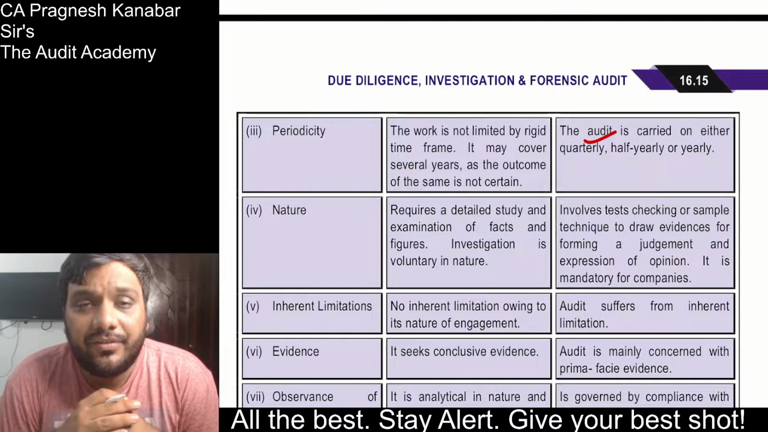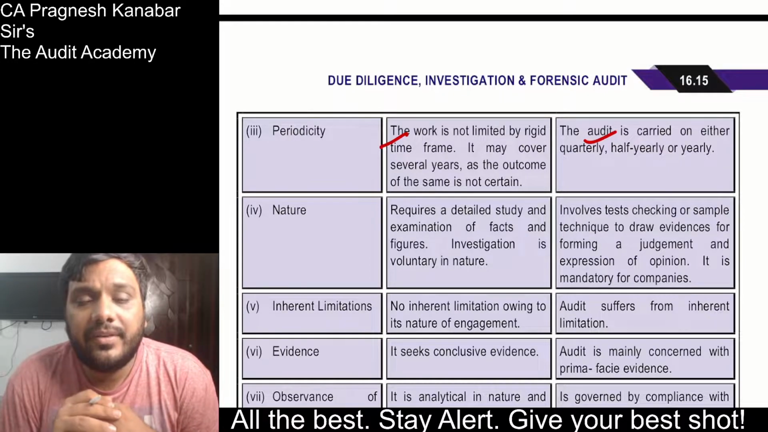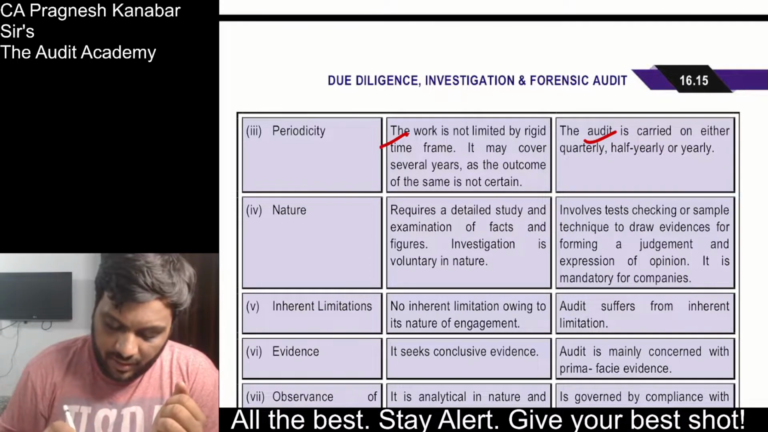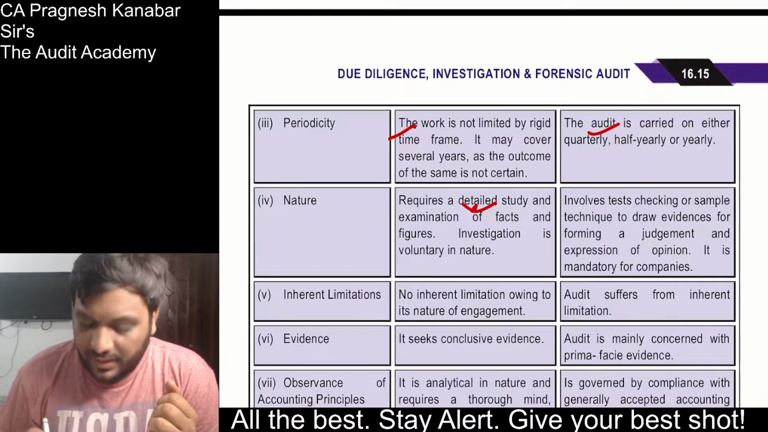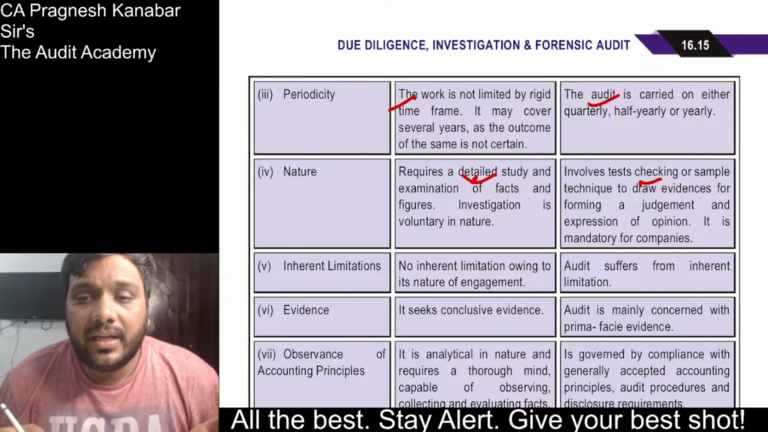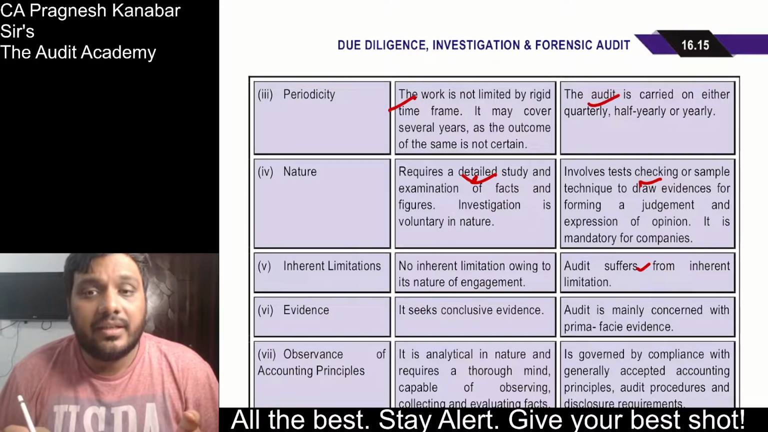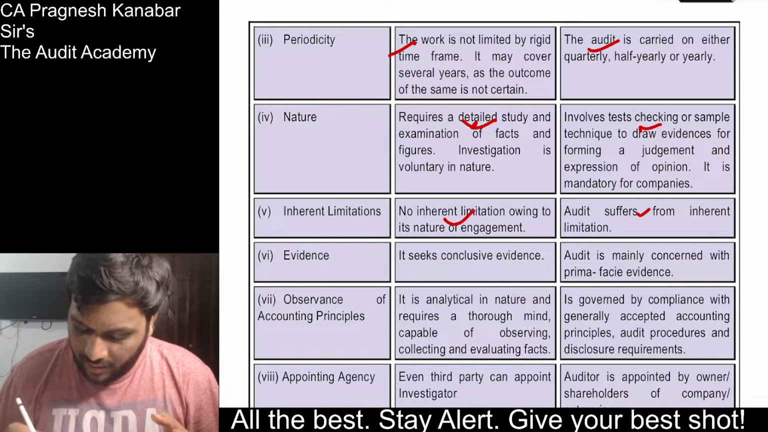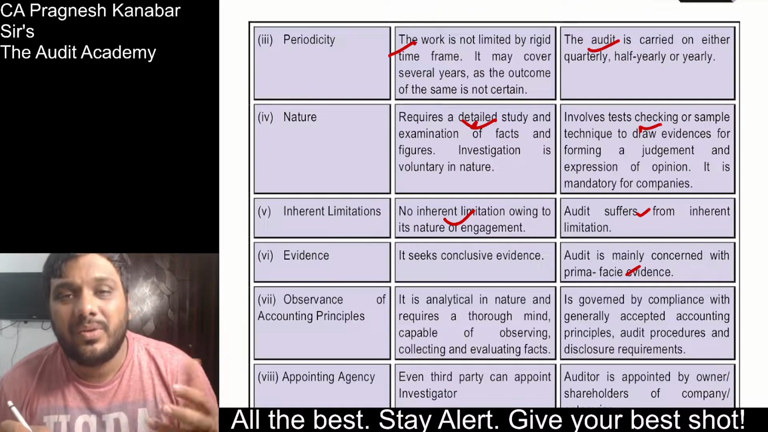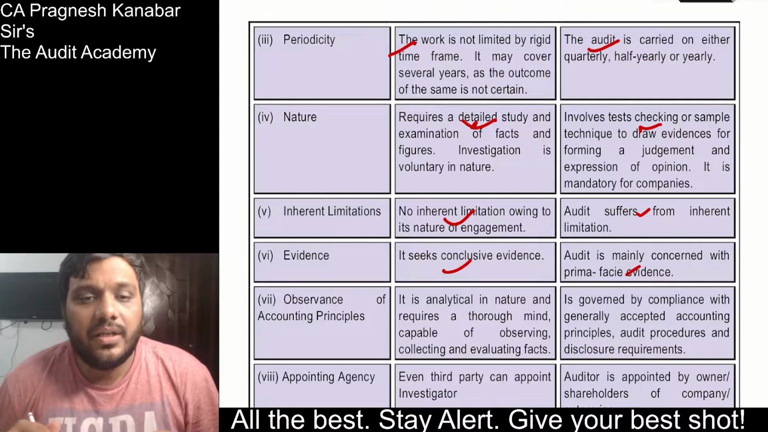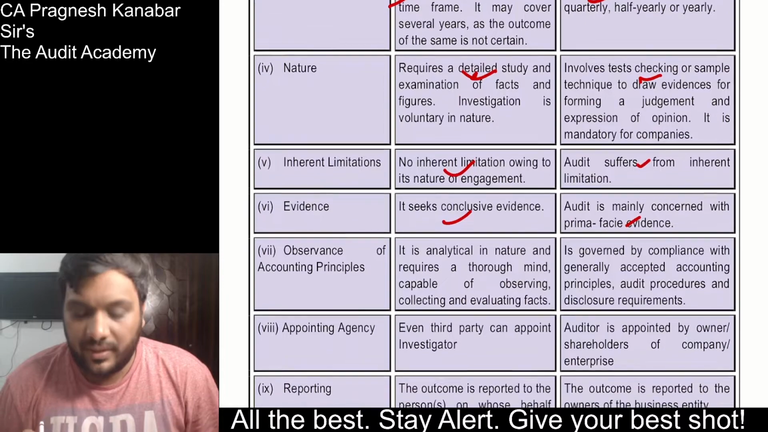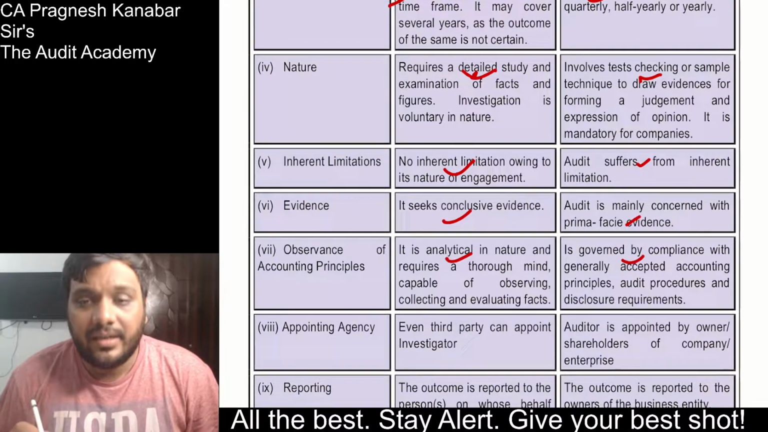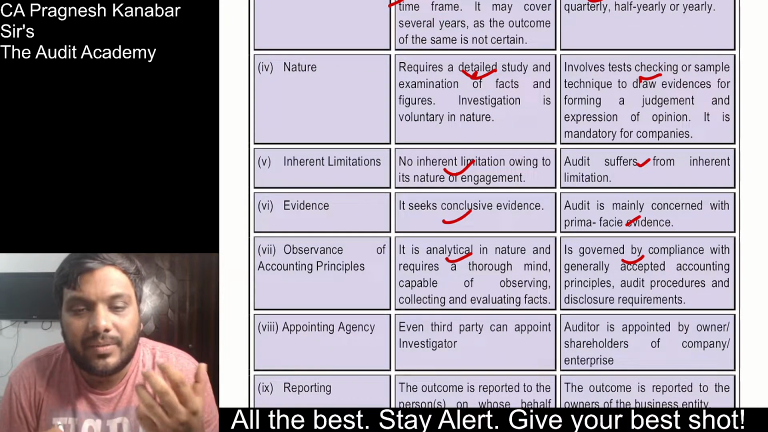Audit is for a defined period. There is no defined period when it comes to investigation. Investigation requires a detailed study, whereas auditing can be done by test check or sampling. In auditing, there are inherent limitations. In investigation, we don't find such inherent limitations. In auditing, we need prima facie persuasive evidence, convincing evidence, whereas in investigation, we will need conclusive evidence. Investigation is analytical in nature, while audit is mostly compliance governed.